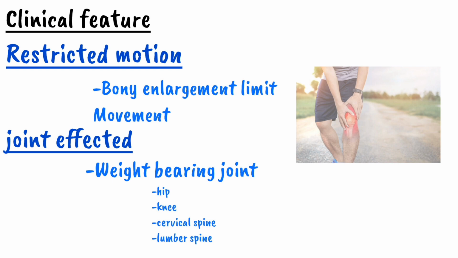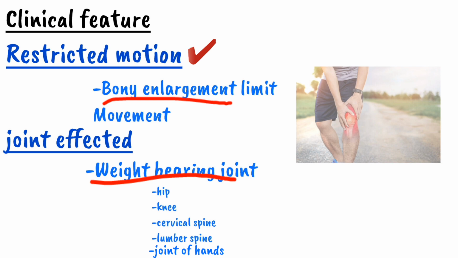There will also be restricted motion. Due to the destruction of the articular cartilage, there will be a bony enlargement at the joint space. So it will limit the movement of the joint. It will most commonly affect the weight bearing joints such as the hip, knee, cervical spine, lumbar spine, and it can also involve the joints of the hands.